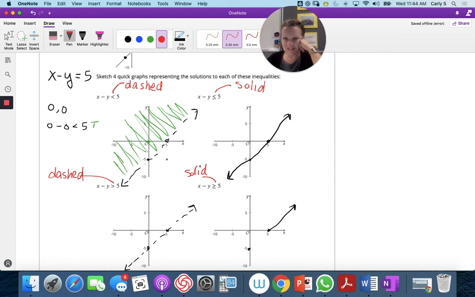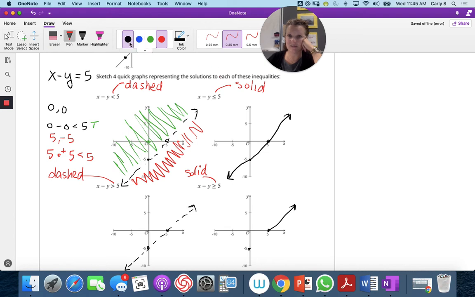All right, let's double check. Let's test 5 comma negative 5. So x is 5 minus a negative 5 less than 5. I add these together. Is 10 less than 5? No. So every ordered pair on this side of the line is not a part of the solution.